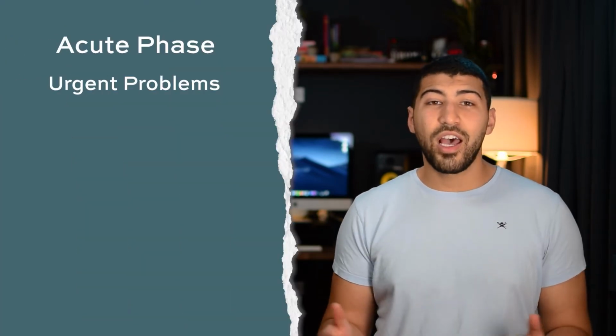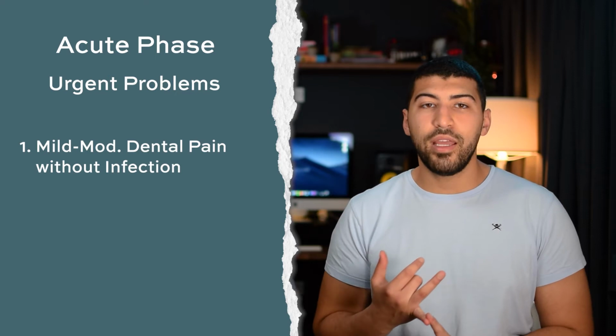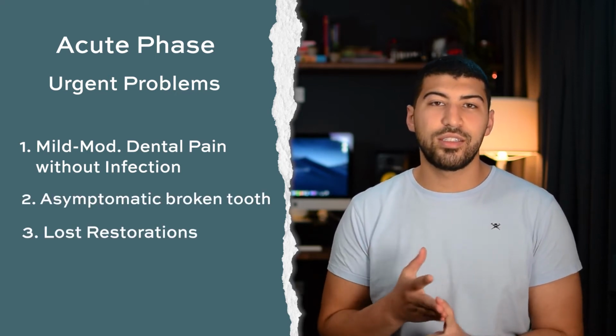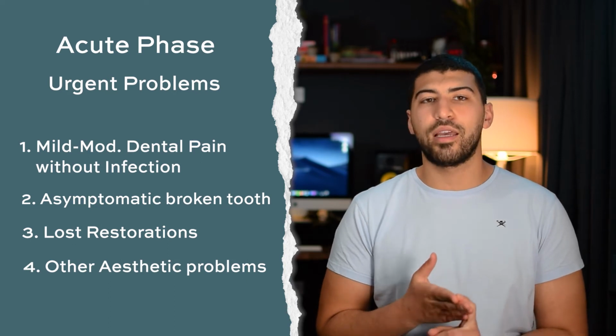Whereas some problems don't need immediate attention, but you or the patient think they should be attended to now or soon. These are the urgent problems like mild to moderate pain without active infection, asymptomatic broken tooth, lost restorations, and other purely aesthetic problems like a small enamel fracture of the upper right one. These are treatments which postponing won't cause the patient any unnecessary pain or risk of systemic illness, for example.